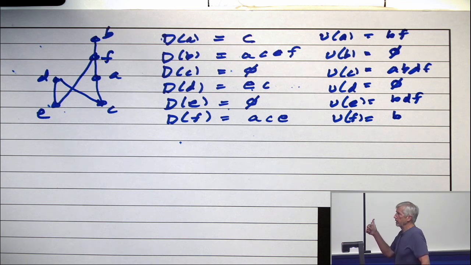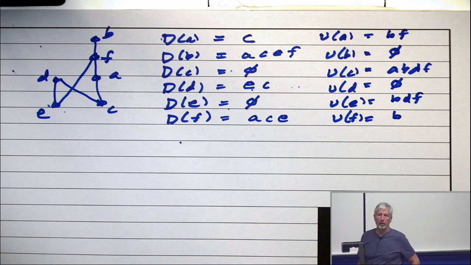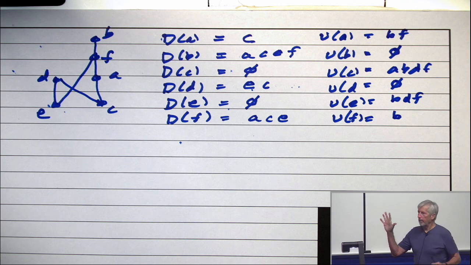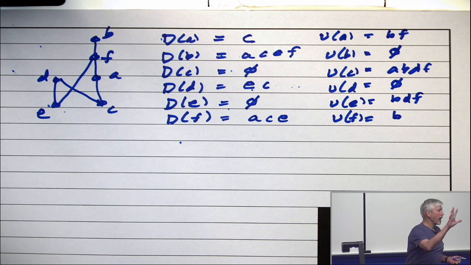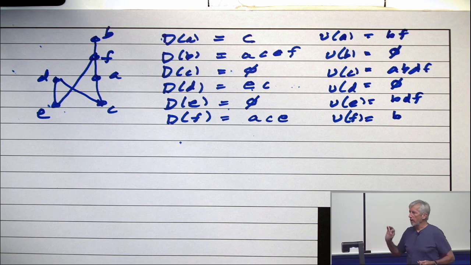There's the empty set, singleton C, doubleton EC, doubleton ACE, and the four element set ACEF. So how many different ones are there? Five. Everybody agreed? I calculated six sets, but among them, there's five different ones. Label them from little to big, 1 through 5.